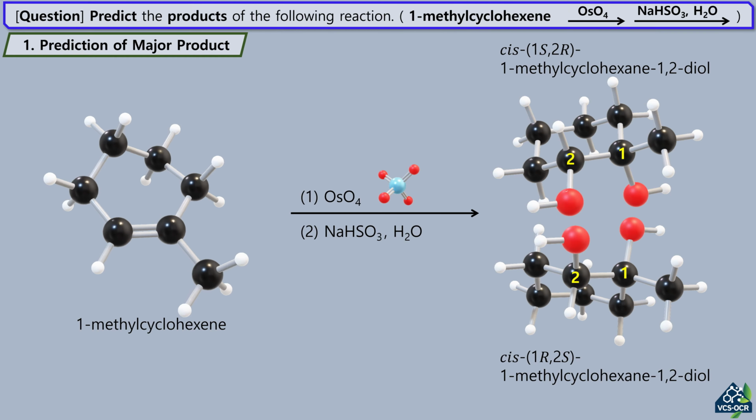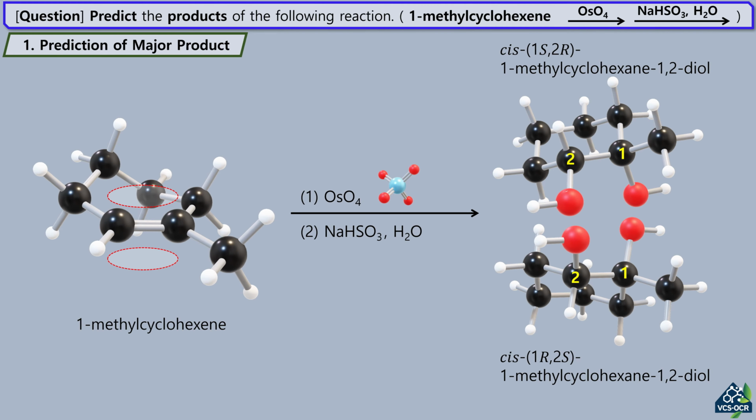Because OsO₄ can approach either face of the alkene with equal probability, that cis-diol is typically obtained as a racemic pair of enantiomers unless a chiral influence is present.